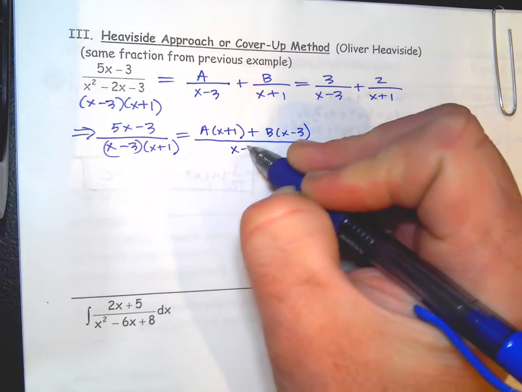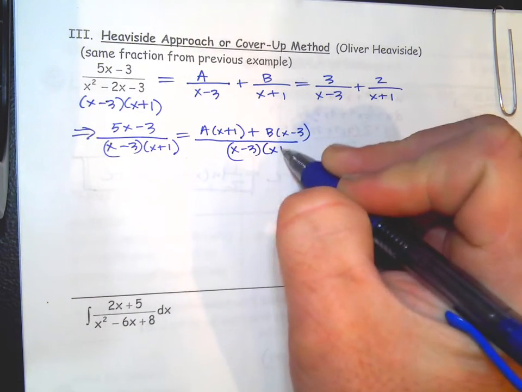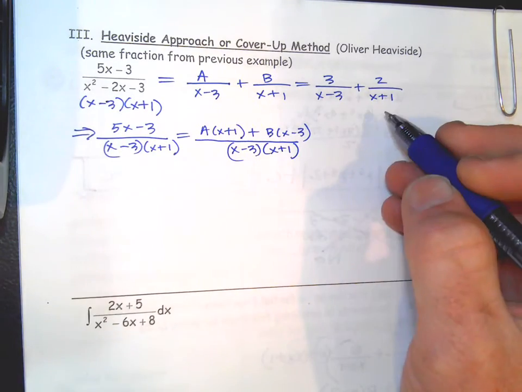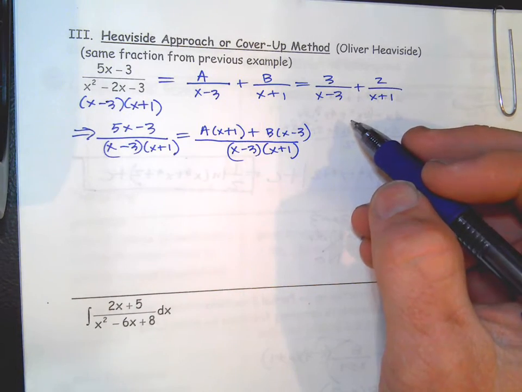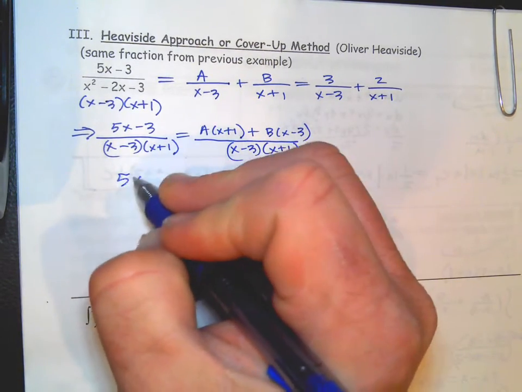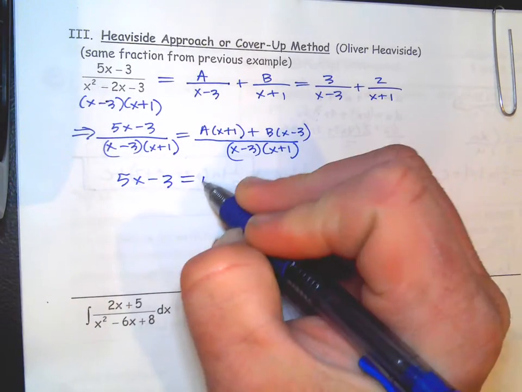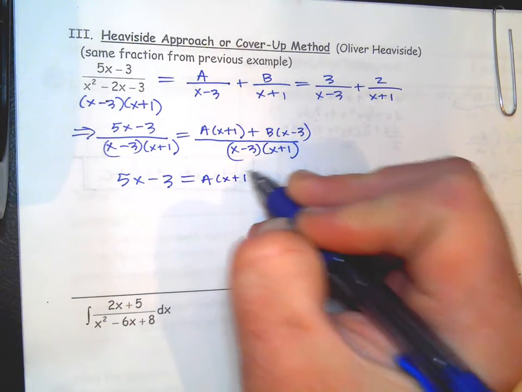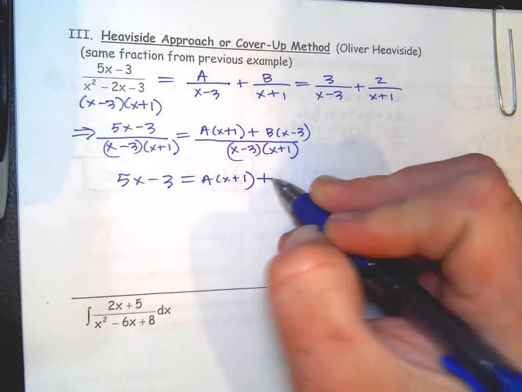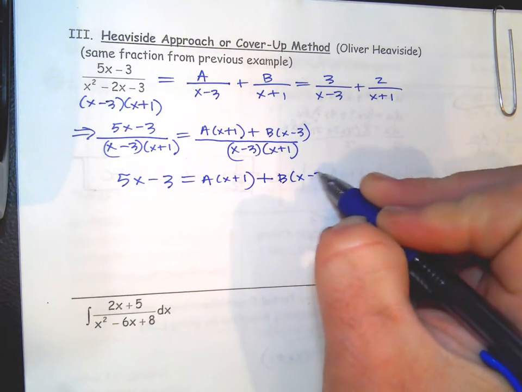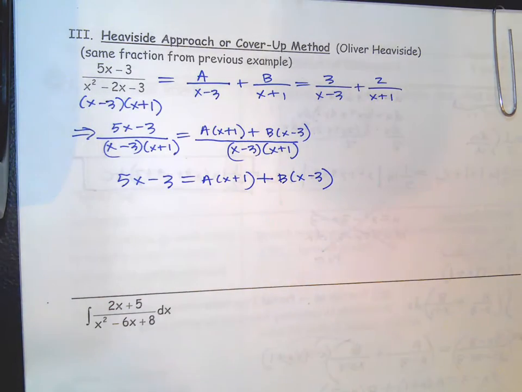We gave them the least common denominator, right? By multiplying through by the least common denominator, we just got 5x minus 3 equals ax plus 1, plus bx minus 3. This is what we got in the front. And then we did all this crazy work.